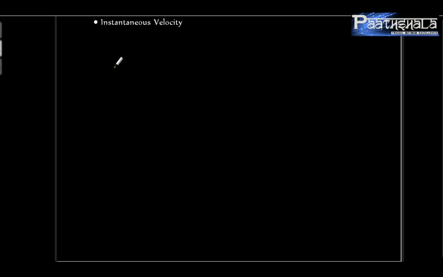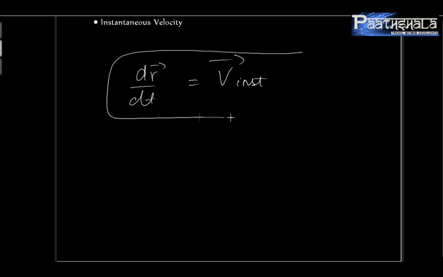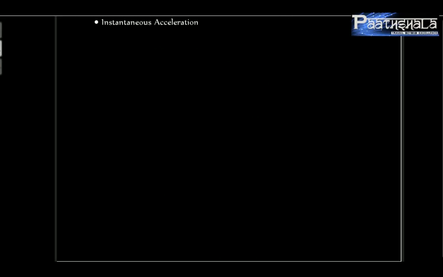Okay. The next concept is that of instantaneous velocity, which we have actually seen right now. dr by dt is instantaneous velocity, right? Just dr by dt. We have also seen an example relating this. We'll move on from here. Instantaneous acceleration, yeah, this is an important thing. Instantaneous acceleration is dv by dt.